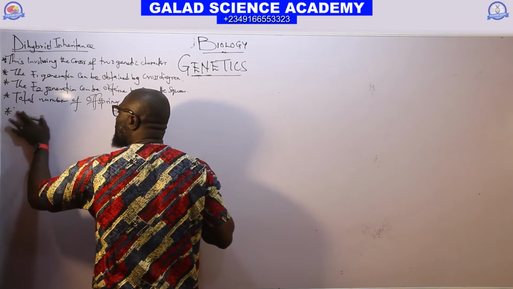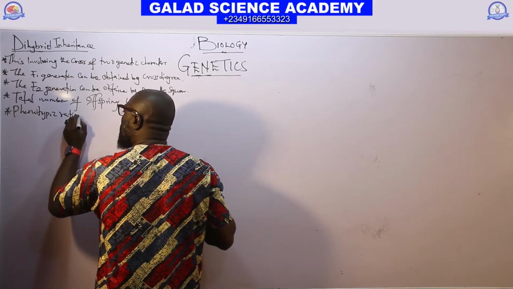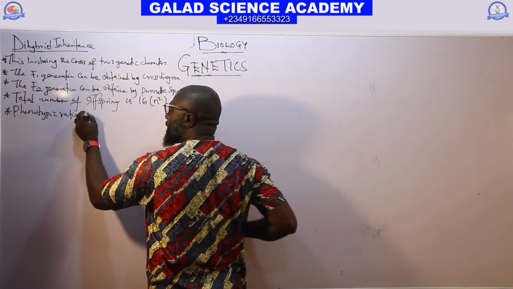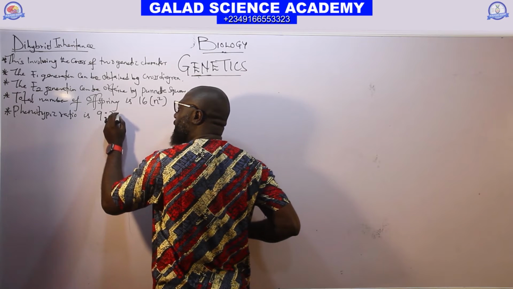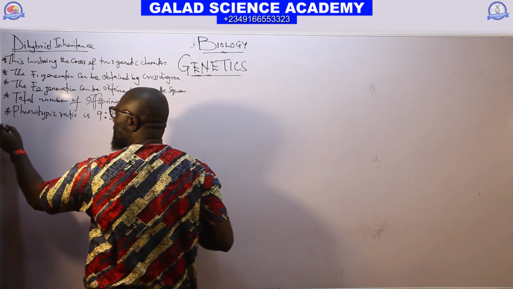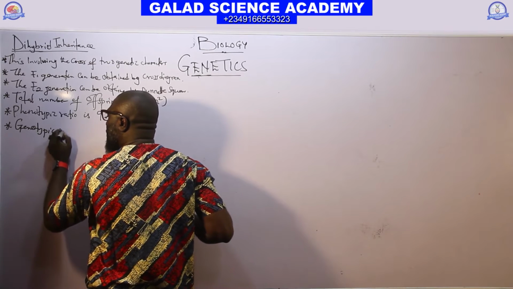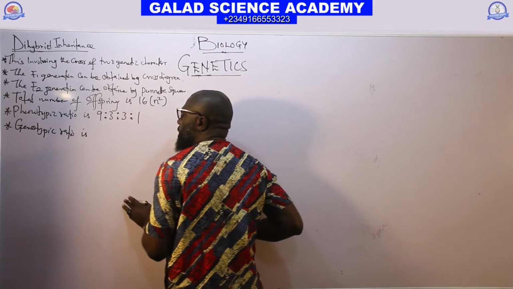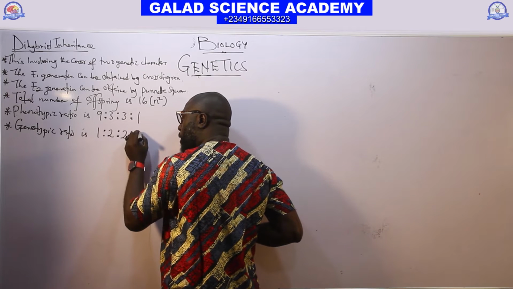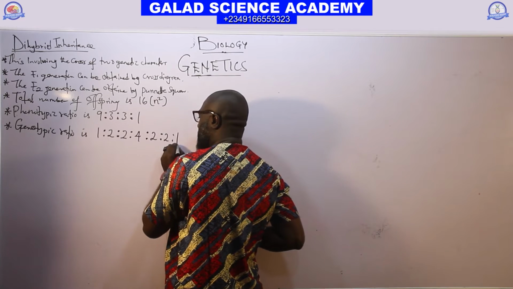And the phenotypic ratio for the dihybrid cross or dihybrid inheritance is 9:3:3:1. The genotypic ratio is 1:2:4:2:2:1.